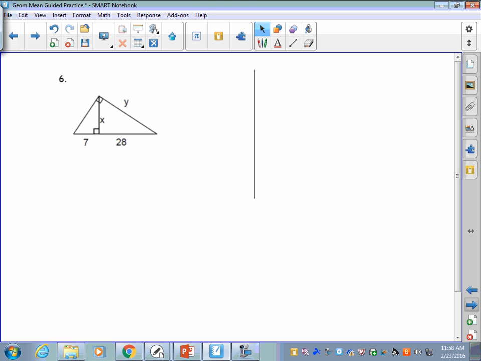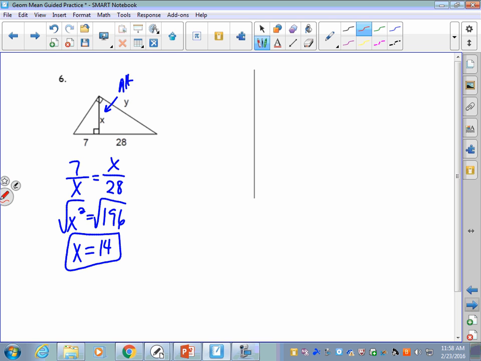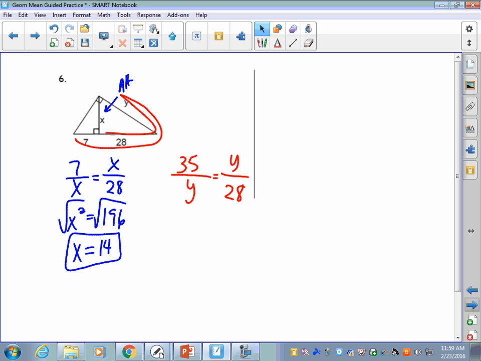Alright, and then we'll talk about number 6. Hopefully you can see this is straightforward. Number 6 is using x as the altitude, so we're using heartbeat. So 7 over x equals x over 28. That gives me x squared equals 196, and then you take the square root. X equals 14. So that works out nice and neat. And then to get the y, you have to do boomerang. You have to do the whole hypotenuse to the y, back down the y to the segment. So 35 over y equals y over 28. And then you cross multiply. This one is not a perfect square, so try that one.